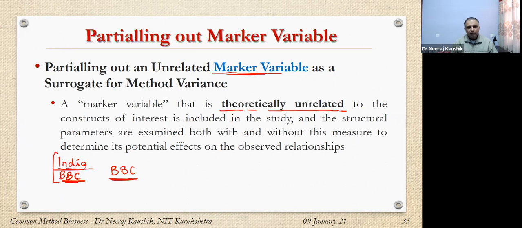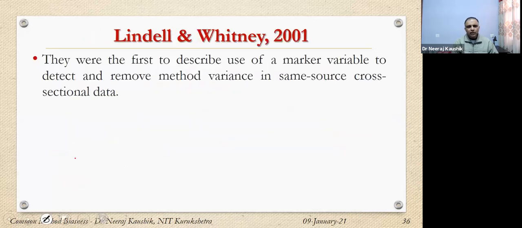So here the point is, one, it must be theoretically unrelated to the construct of interest. Now instead of the BBC, if you take the Aaj Tak channel people, they are actually more related to it, and they will not give you the correct thing. And measure it with or without the marker to define the potential effect. We will use the partial correlation to remove its effect, and then say this is the real one. So they are very clear.